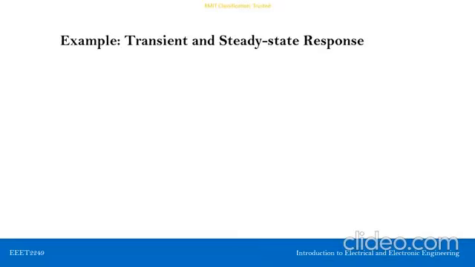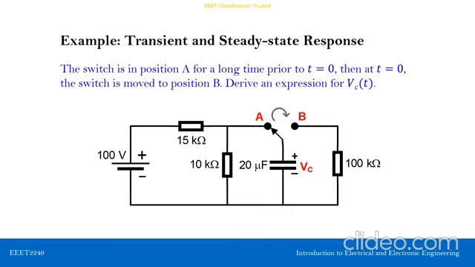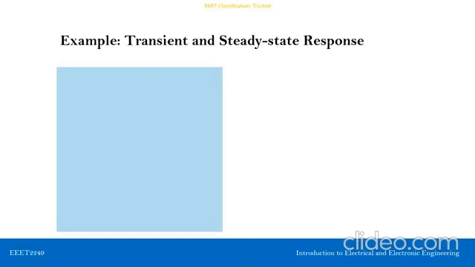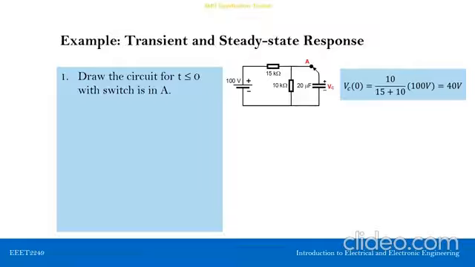Now let's take an example of the transient and steady state response of an RC circuit. The switch is in position A for a long time prior to t equals 0. Then at t equals 0, the switch is moved to position B. Derive an expression for the capacitor voltage Vc(t). Now to solve this circuit, we will follow the steps as mentioned before.